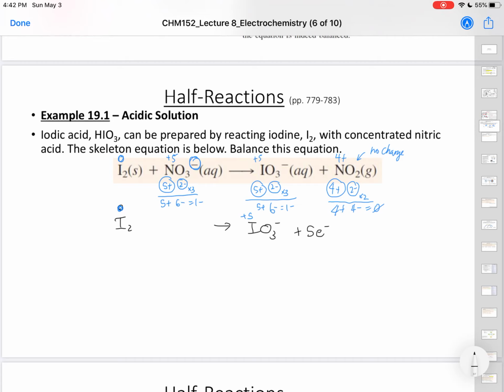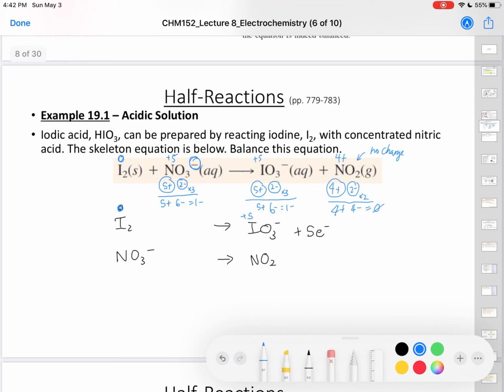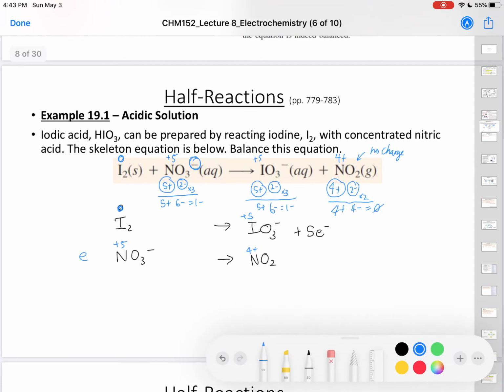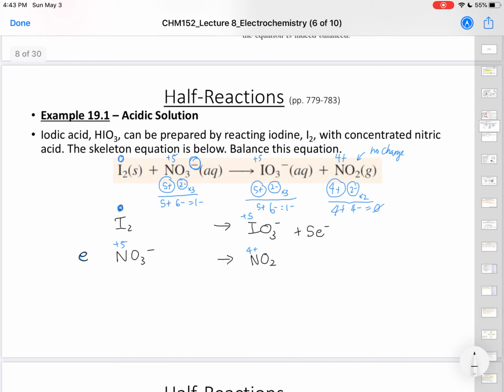Okay, then you've got NO3 minus, and it becomes NO2, no charge. So again, let's write it down. NO3 minus is plus 5, NO2 is 4 plus. And the way this works is if you had an electron on this side. So 5 plus 1 minus is 4 plus.